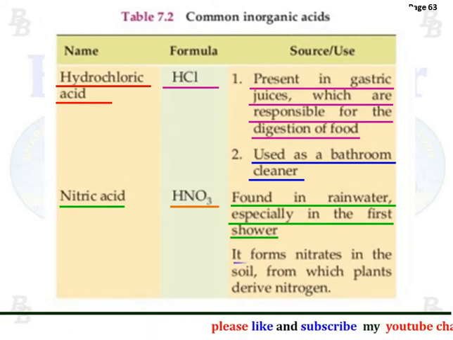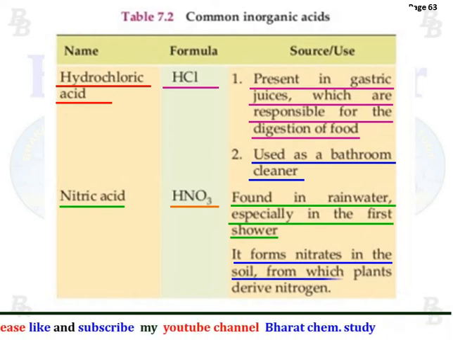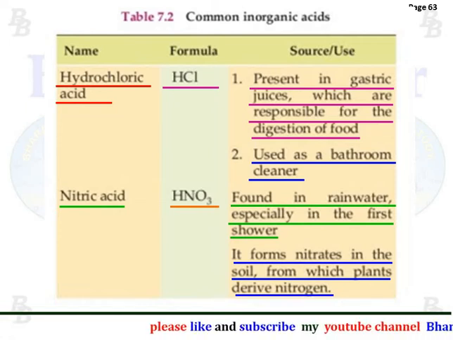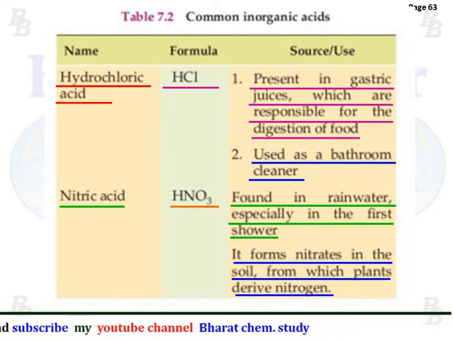It forms nitrate in the soil from which plants derive nitrogen. So that's why nitric acid is also used for the preparation of certain fertilizers, because it provides nitrogen to the soil, which is helpful for the growth of plants.